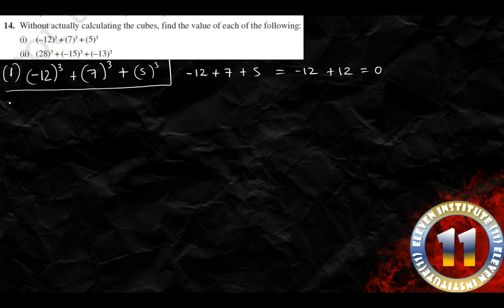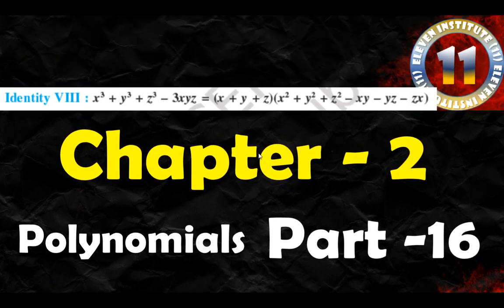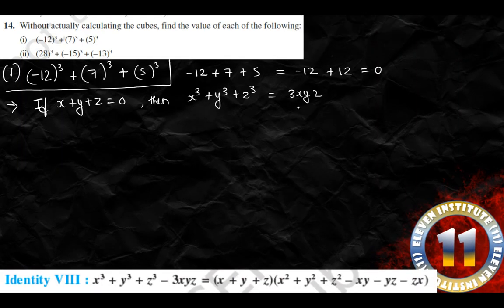Now here we can write, if x plus y plus z, that is the sum of three numbers, is 0, then x cube plus y cube plus z cube is equal to 3 times xyz. Right, is equal to 3 times xyz.